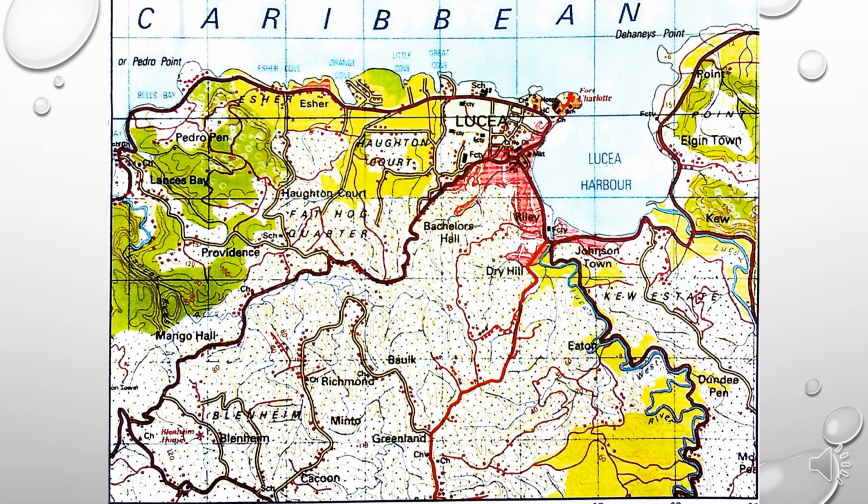Okay, let's take it a step further. What is the direction of Fort Charlotte from the church at Richmond? Since the church at Richmond is our from point or our point of observation, a 4-point compass is drawn through it. Then, from the center of this compass, a straight line is used to link the church to Fort Charlotte. Based on our 16-point compass principle, we can assume that the direction of Fort Charlotte from the church at Richmond is north-northeast.